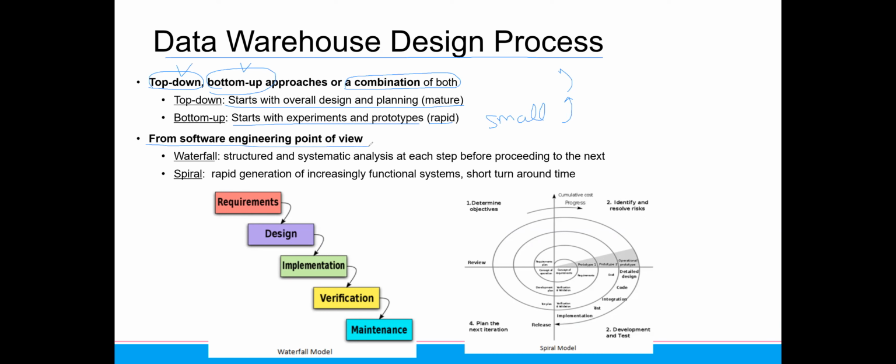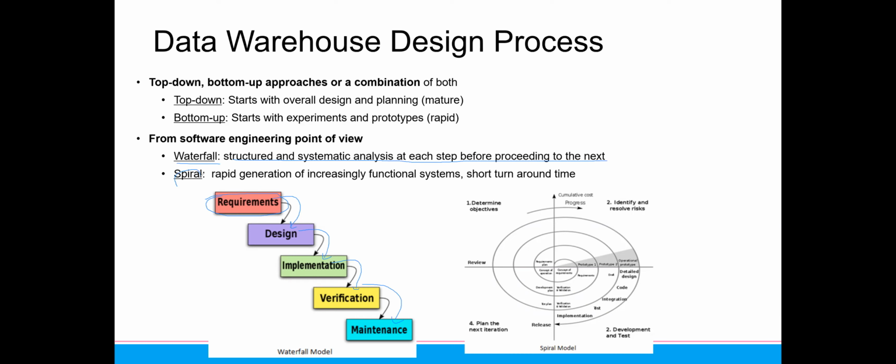From the software engineering point of view, we can have the data warehouse design as a waterfall. Waterfall means structured and systematic analysis at each step before proceeding to the next. So we finish the requirement, and then we go to the design. After we finish the design, we go to the implementation. After the implementation, we go to the verification. After we verify, we do the maintenance.